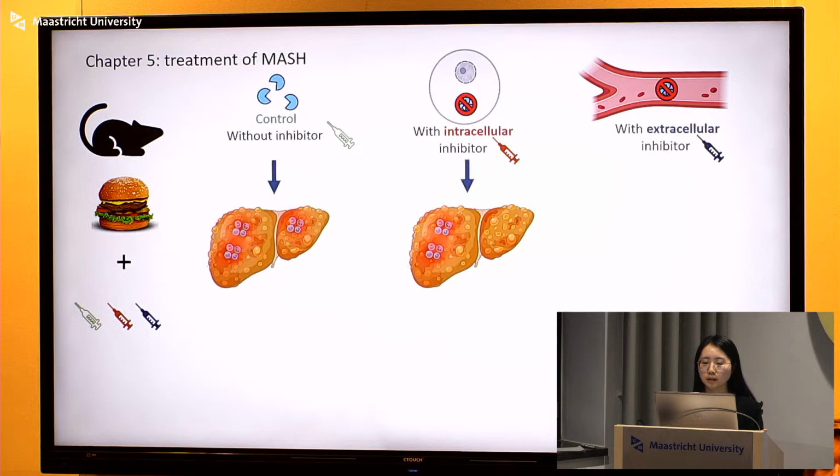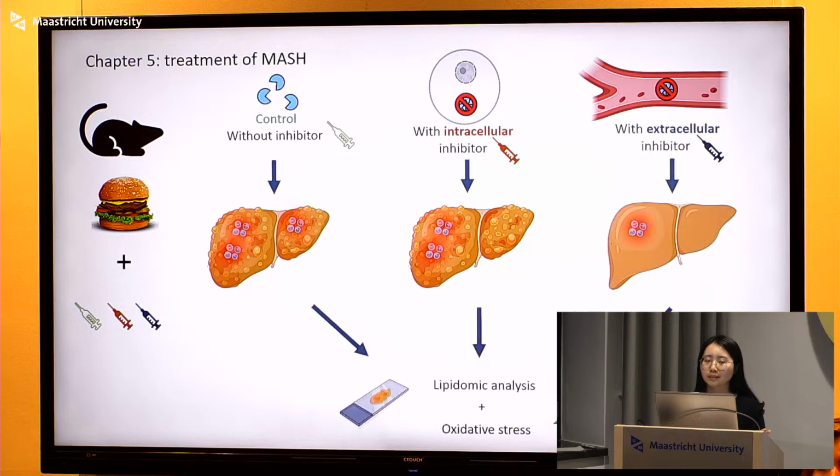In this study, the results showed that there were no effects in the intracellular treated group on lipid content, although the inflammation was slightly reduced. Remarkably, the extracellular treated group had a significant reduction in both liver lipid content and inflammation.